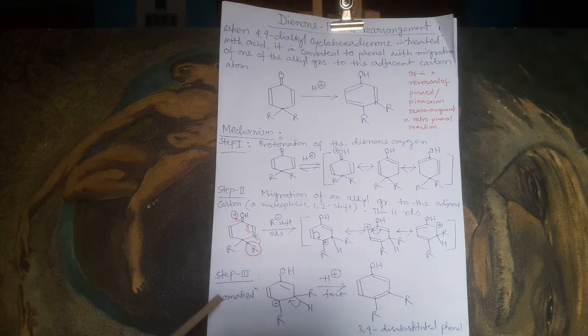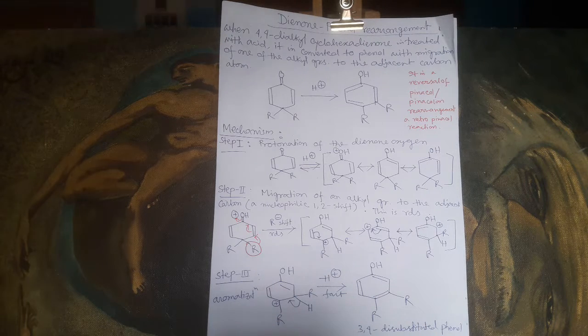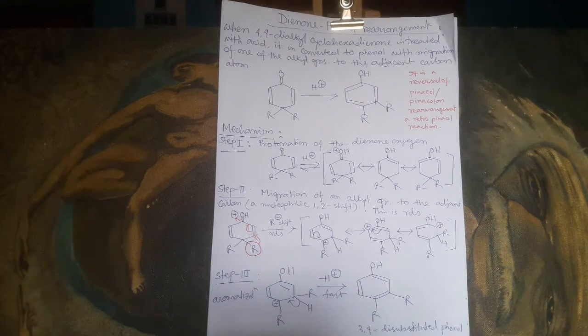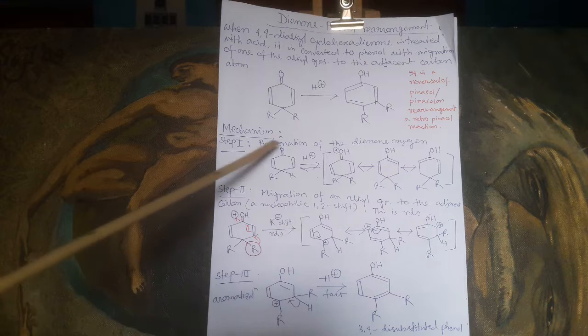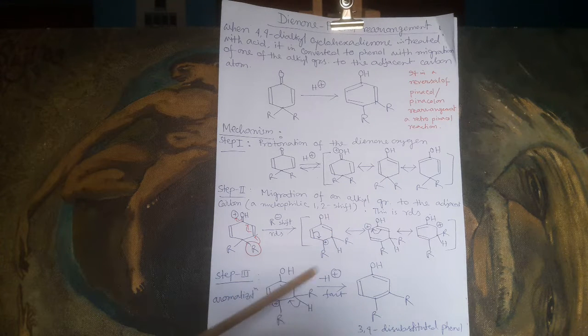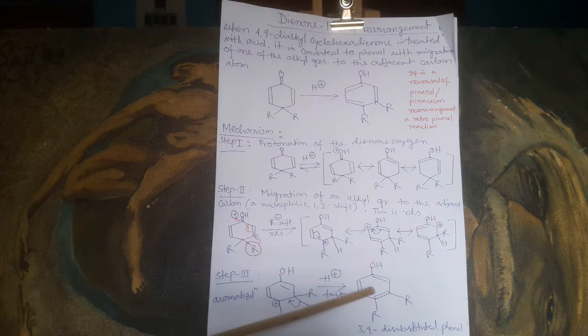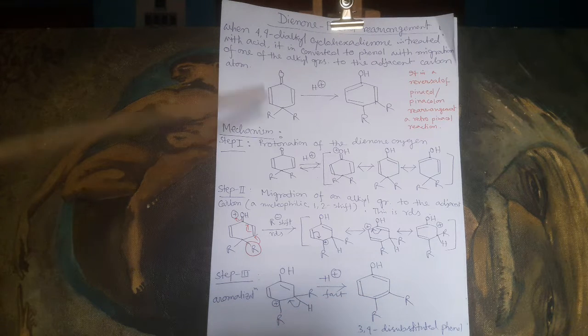In the third step, after H plus elimination, this type of 3,4-disubstituted product is formed. So, in the third step, after elimination of H plus, we get 3,4-disubstituted phenol. The driving force of this rearrangement is the creation of a stable aromatic system in the product. So, this is the dienone-phenol rearrangement reaction.